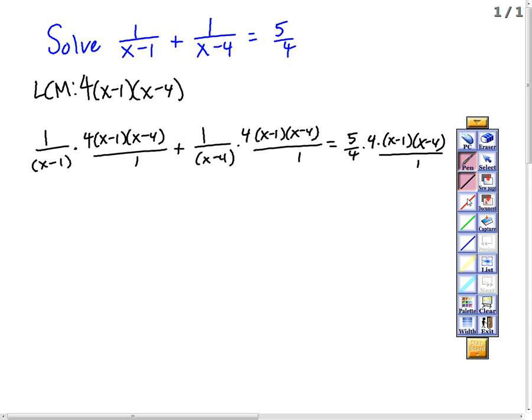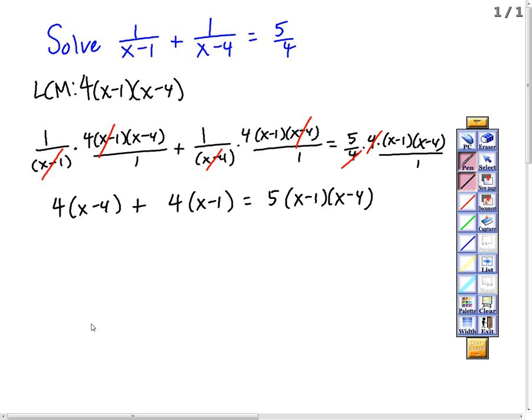Now we are going to cancel whatever terms we can. If it's on the numerator and the denominator of the same term, I can cancel it. So x minus 1 cancels, x minus 4 cancels, and 4 cancels. We've cleared all of the denominators. Now I have 4 times x minus 4 plus 4 times x minus 1 equals 5 times x minus 1 times x minus 4. I'm going to go ahead and distribute. I get 4x minus 16 plus 4x minus 4 equals 5.